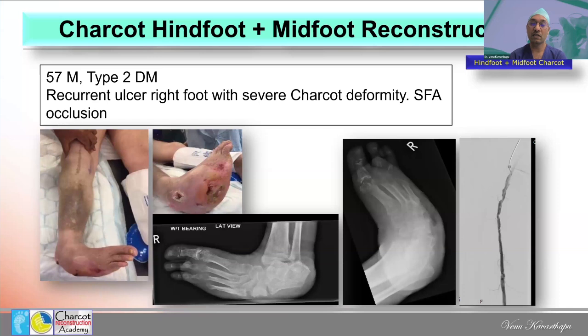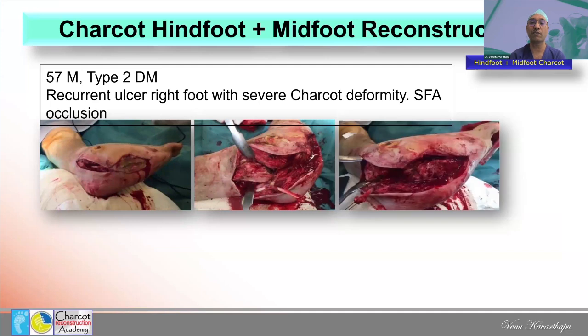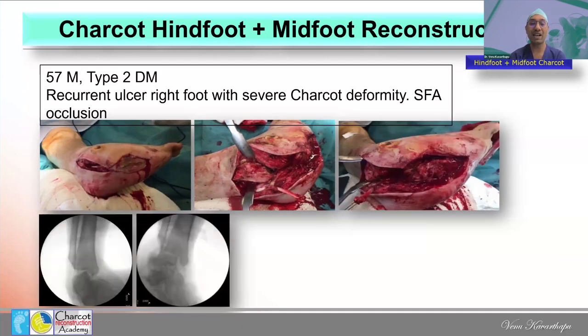This particular hindfoot, midfoot Charcot presentation came with a vascular presentation as well. So following vascular optimization, you excise all of those previously infected ulcers. These require larger approaches to be able to access all those components of the hindfoot and midfoot. First, correct the ankle joint deformity and then the subtalar.